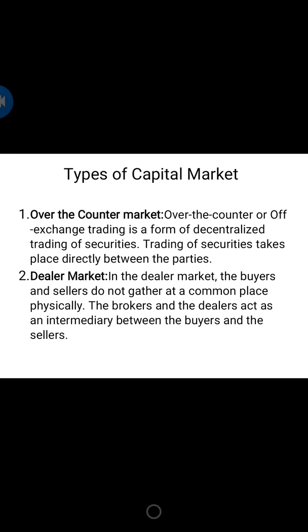So this is about your classifications and types of capital market.